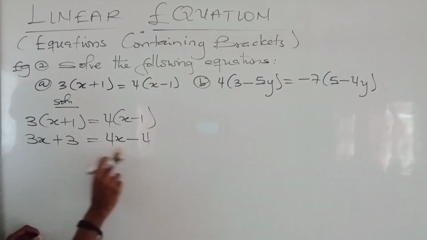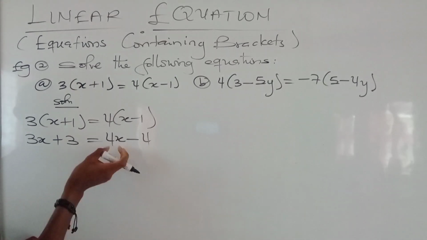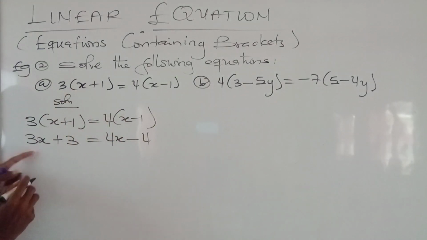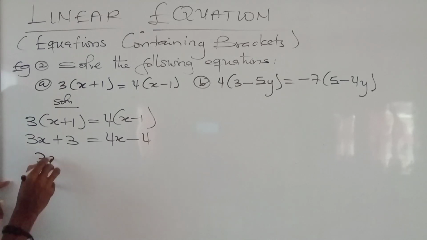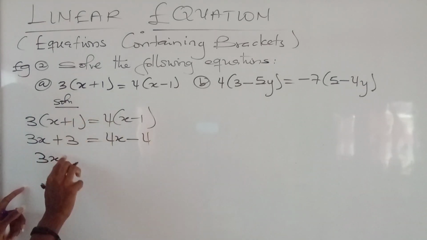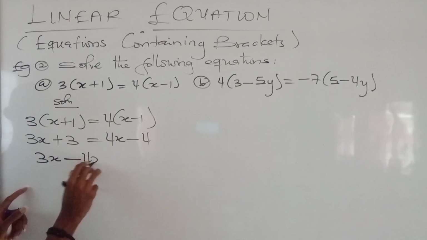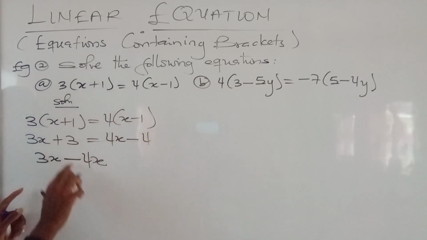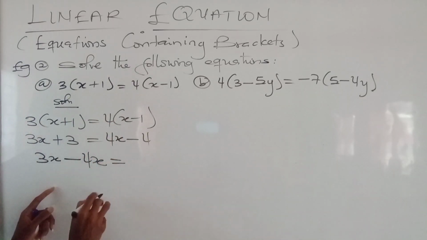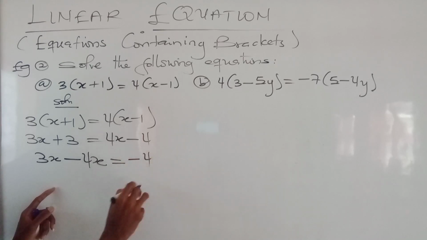This 4s is positive here, so I'll let it cross the equal sign to come and join the 3s. Let me write my 3s there. When this one crosses the equal sign, it becomes negative 4s because it was positive. My equal sign is there, and I'll write my minus 4 there.